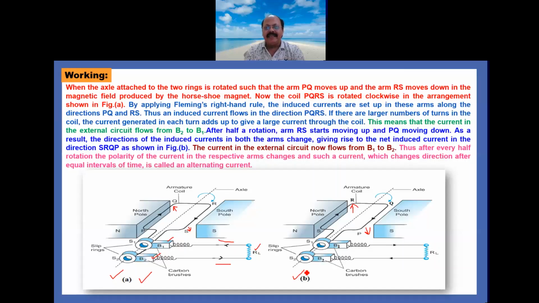So the current in the external circuit now starts moving from brush B1 to B2. It means the potential at B1 is higher than the potential at B2. Thus, after every half rotation, the polarity of the current in the respective arms changes, and such a current which changes direction after equal intervals of time is called an alternating current.